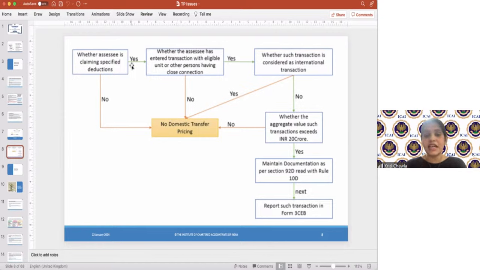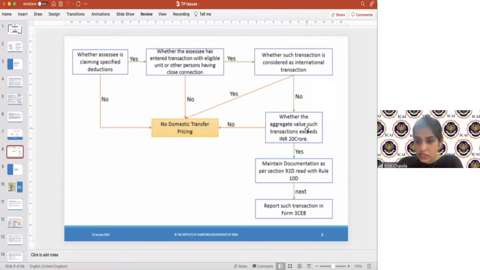But if we realize that yes, the assessee is claiming these specified deductions, then we'll have to check whether the eligible unit is entering into a transaction or not, with the eligible unit or with other persons who have close connection. If no, transfer pricing is not applicable. But if yes, then you'll have to check whether such a transaction is considered an international transaction or not. If it is an international transaction, then obviously domestic transfer pricing will not be applicable, international transfer pricing will be applicable.